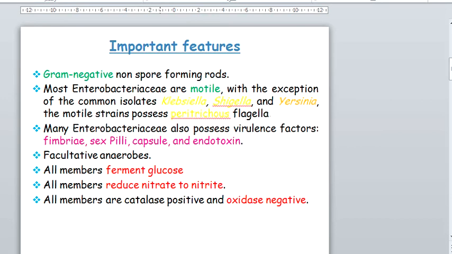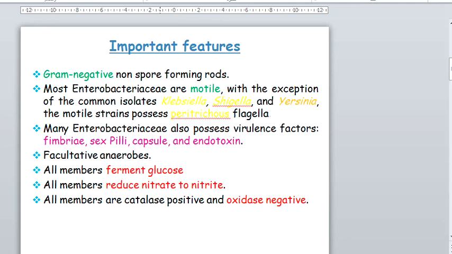Important features or characteristics of most Enterobacteriaceae: Gram-negative, non-spore-forming rods. Most Enterobacteriaceae are motile, with the exception of the common isolates Klebsiella, Shigella, and Yersinia. The motile strains possess peritrichous flagella. Many Enterobacteriaceae also possess virulence factors: fimbriae, pili, capsule, and endotoxin.